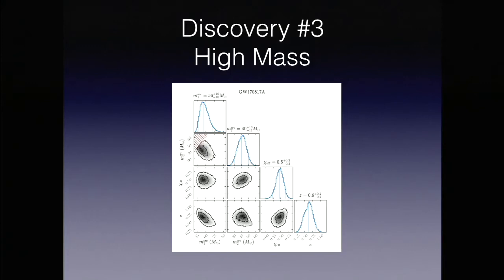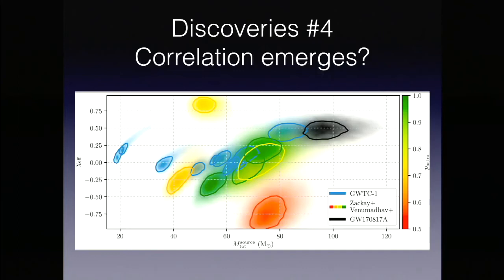Okay? And let's put something that summarizes all the discoveries in one place. So this is the total mass, M1 plus M2, versus spin. And each of these ellipses is an error bar that I think encompasses some 60% of the points. So all these measurements are very noisy in some sense. But I don't know if you see it, but do you see it?